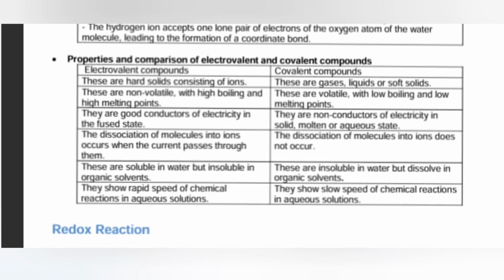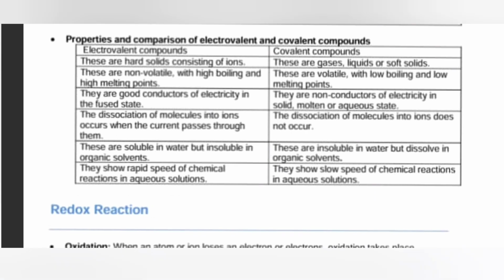Electrovalent compounds are hard solids consisting of ions. Covalent compounds are gaseous, liquid, and soft solids. Electrovalent compounds are non-volatile with high boiling and high melting points. Covalent compounds are volatile with low boiling and low melting points. Electrovalent compounds are good conductors of electricity in the fused state. Covalent compounds are non-conductors of electricity in solid, molten, or aqueous state.